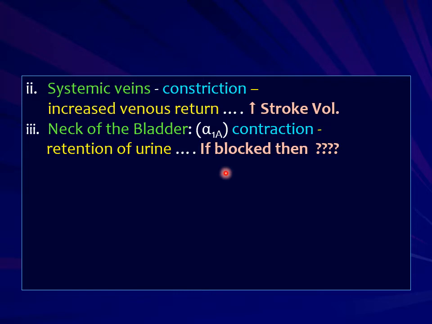So usually then we give a blocker of these alpha 1 type A receptors. And obviously instead of contraction, there will be relaxation of the smooth muscle of the neck of the bladder. So retention of urine is relieved. So this effect is used especially by the blockade.